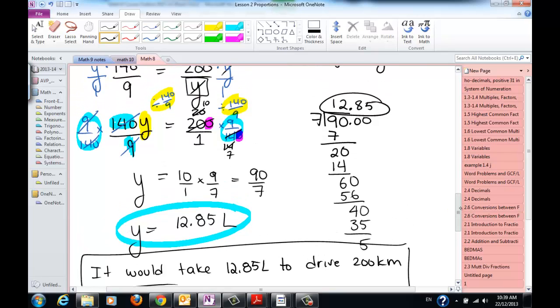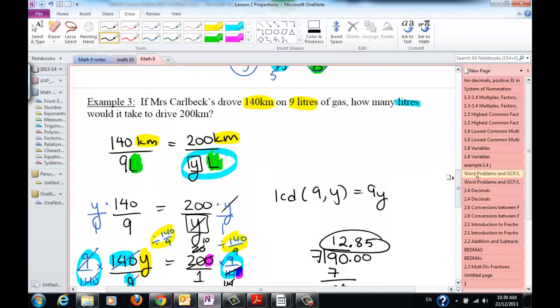Now, just for setting things up, all that I did, okay, really important here, just if we're a little bit confused, we have 140 on 9 liters. Okay, so I went 140 kilometers per 9 liters. And we know that we could set it up like this from our rate section. And then I want to know how many liters it would take to drive 200 kilometers. So because I've put kilometers on top here, I must also put kilometers on top here. Because I put liters on the bottom here, I put liters on the bottom here. And that's really the only reason I set it up that way.